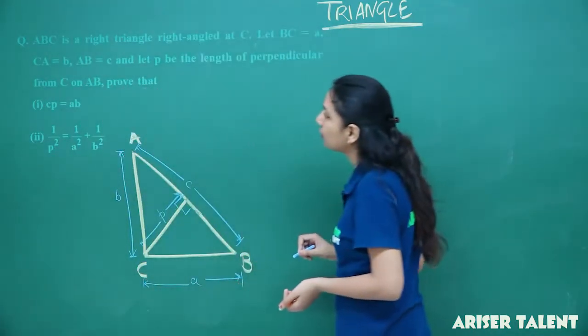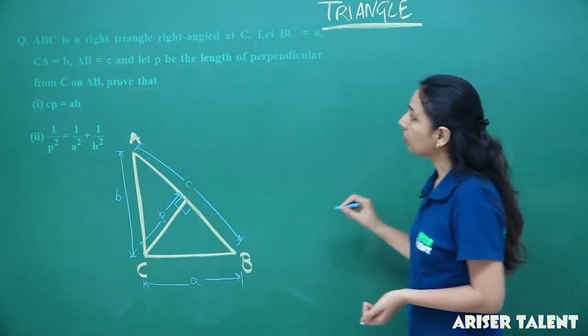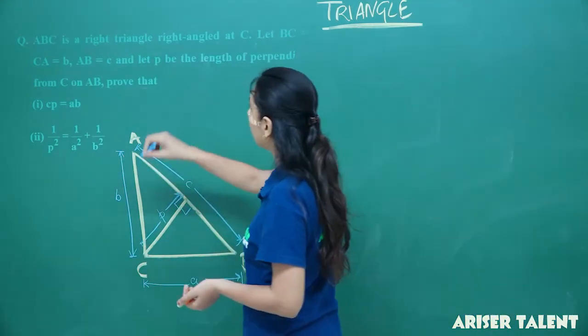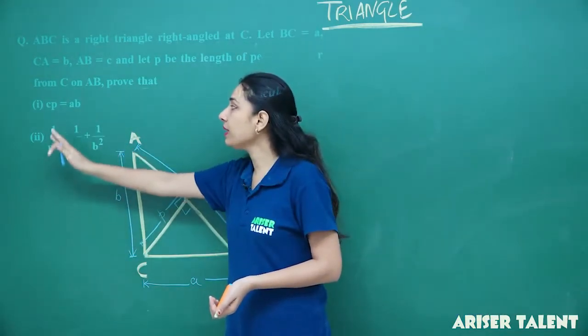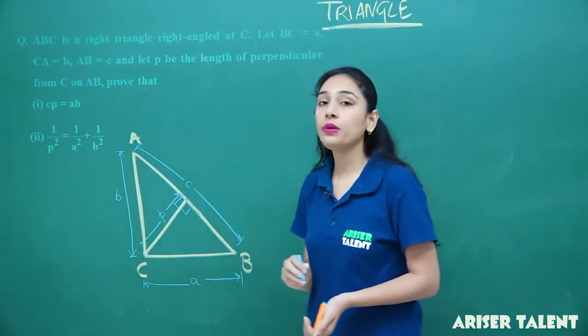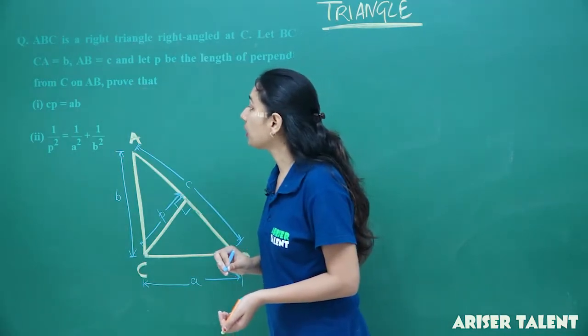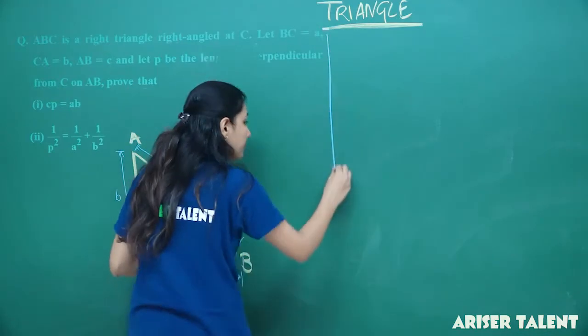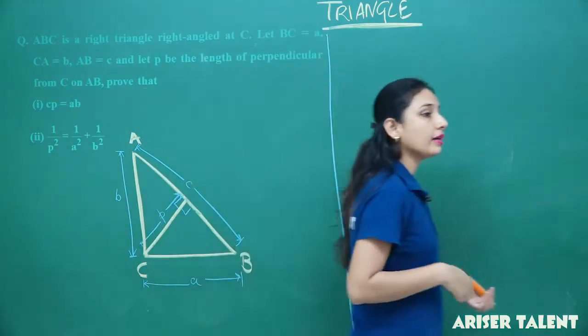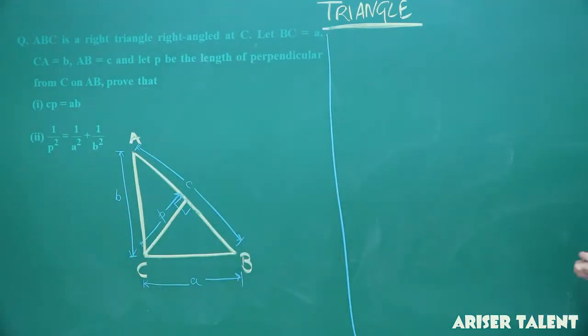And this is again a right angle triangle, students. So, now we have been given this figure in words, and we have to prove CP equals AB, and the second one is 1 upon P square equals 1 upon A square plus 1 upon B square. Okay, students. So, draw this diagram.